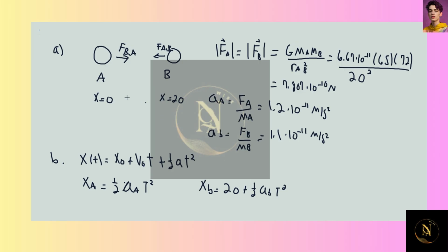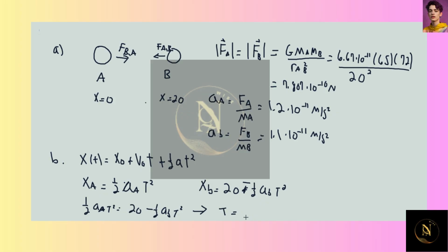And then actually, because these two astronauts are moving in opposite directions, if we've called astronaut A moving in the positive direction, really that means astronaut B should be moving in the negative direction, so it has a negative acceleration. So now we just set x_A equal to x_B. We want to know the time that they have the same position, and then we'll solve for the time. So 1/2 acceleration of A times t squared equals 20, and then minus 1/2 times the acceleration of astronaut B times t squared.